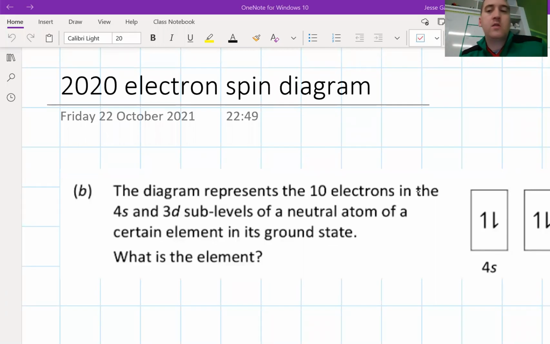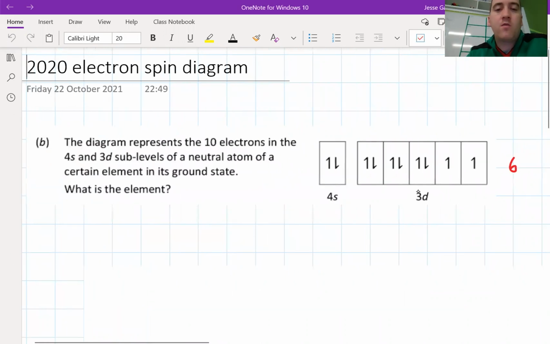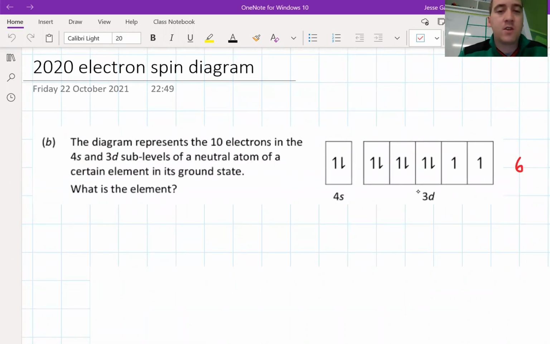In this video, we're going to do some guided exam question practice on the 2020 question that came up on electron spin diagrams. Now, this is only a very short section of a question. It was worth 6 marks of a much bigger question. But the reason why I have picked this one out to do is nothing similar to this has come up before. So it's definitely a slightly tricky one that some people got caught out by.